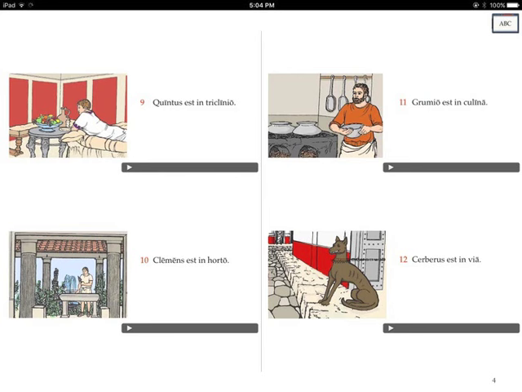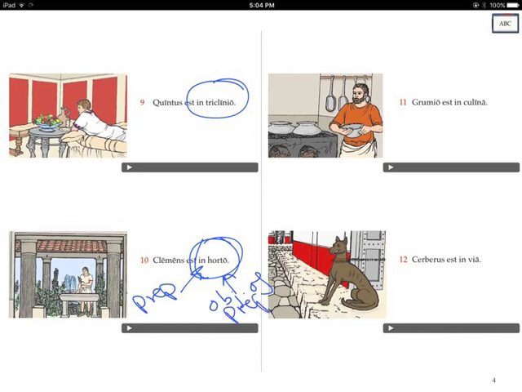Here we have four more sentences that have prepositional phrases. In triclinio, in horto. So this thing, in horto, that is a prepositional phrase. The word in is a preposition, and the grammatical function of horto is object of the preposition. So a prepositional phrase will not include a verb. It usually will be a preposition followed by a noun. If there's an adjective in there, that's great. But the two most important parts of a prepositional phrase are the preposition and the object.